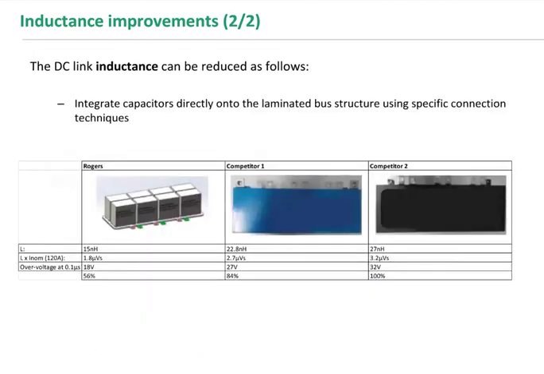On the next slide, we will show you how you can also reduce the inductance by placing the capacitors in a special manner. What we have done here, we have made our coupling design, as you can see here. And here we are measuring a standard inductance of 15 nanohenry. We're also comparing ourselves with competition. So we have selected competitor 1, who is having an inductance of 23 nanohenry, and competitor 2, who is having an inductance of 27 nanohenry.